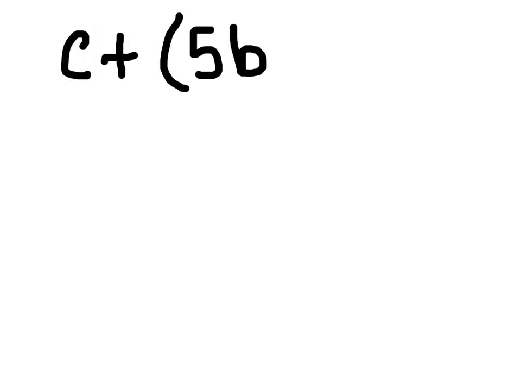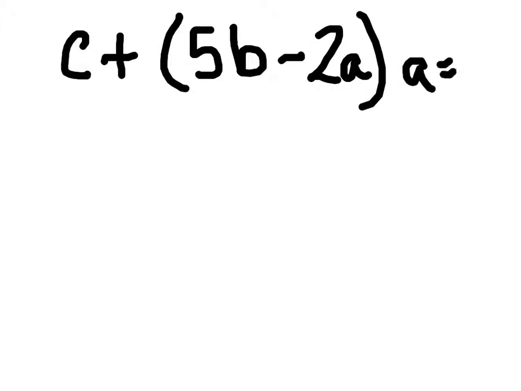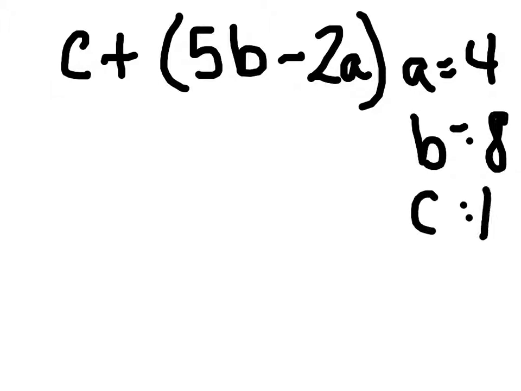And then we pull down that 1 and add 1 to it, and we end up with 17. And sometimes you get expressions that involve several variables, like c plus open paren 5b minus 2a, and you're told that a equals 4 and b equals 8 and c equals 12.